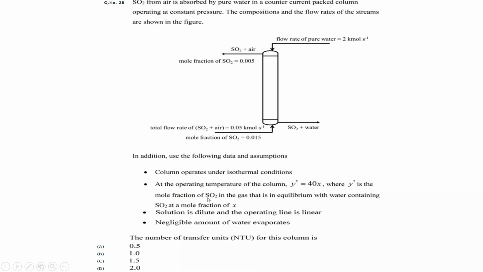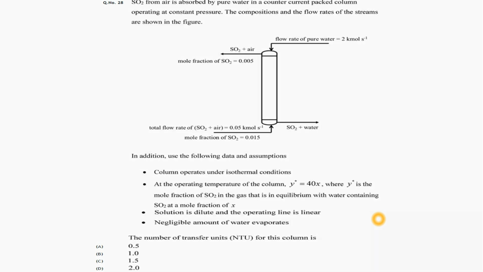At the column, Y is the mole fraction of SO2 in the gas that is in equilibrium with water containing SO2 at mole fraction of X. Solution is dilute and the operating line is linear. Negligible amount of water evaporates. The number of transfer units for the column is. So let's start with the solution.